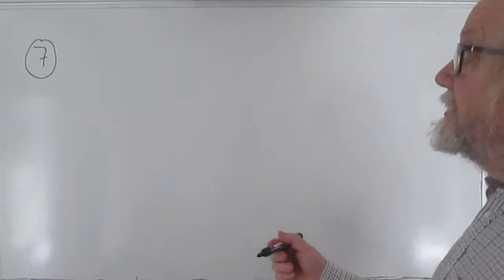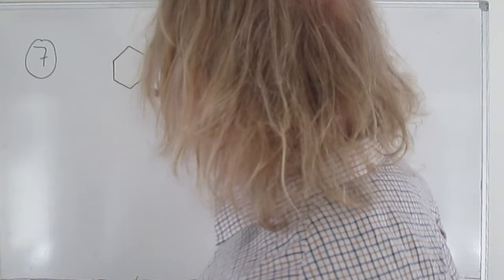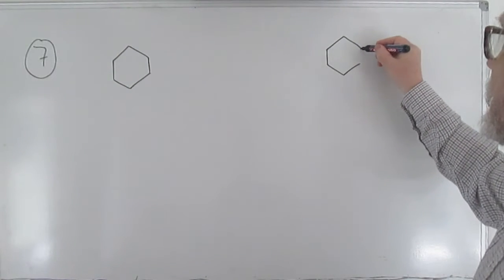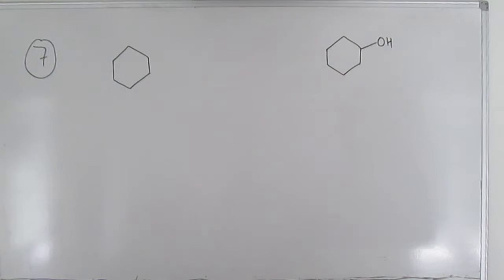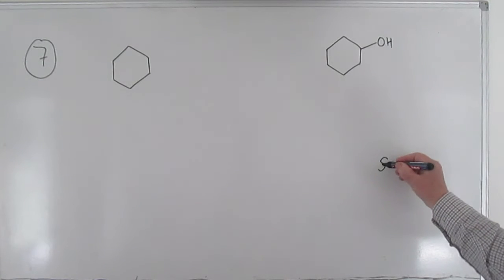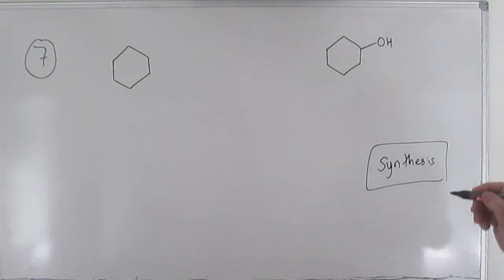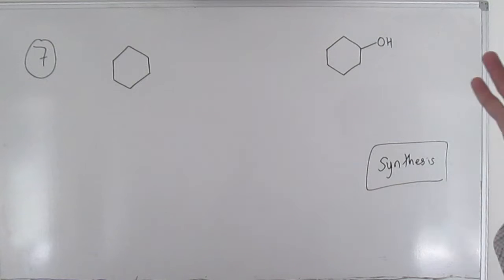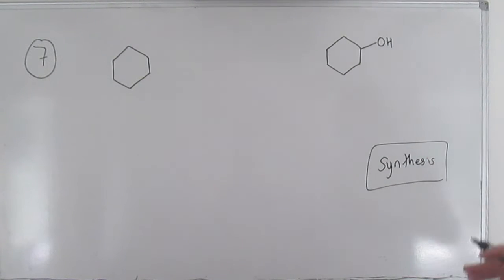Question 7 wants us to describe how to go from cyclohexane, which is this, to cyclohexanol, which is this. So you don't know a way to do that in one step, and so it says to do it in 2 steps. So this is an example of what organic chemists call synthesis. The idea is that you need to be able to design a plan where you would do a sequence of reactions to lead you from one place to another.